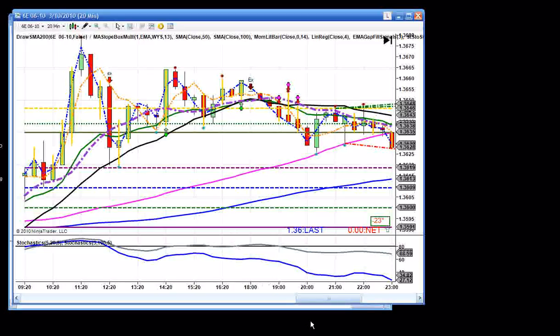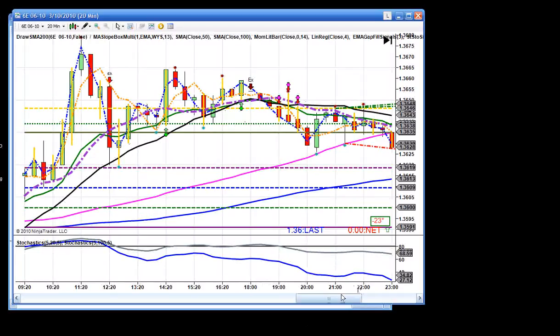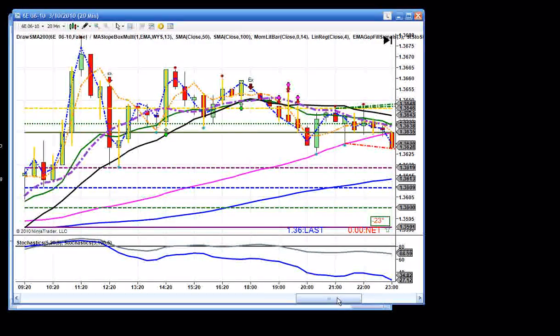So I'm going to clarify how you can narrow this entry better using the 1 minute chart and your 10-minute chart and your 20-minute chart. So let's pay attention to the moving averages and how the trend works in terms of using the 20-minute charts to tell you your overall trend for the day.